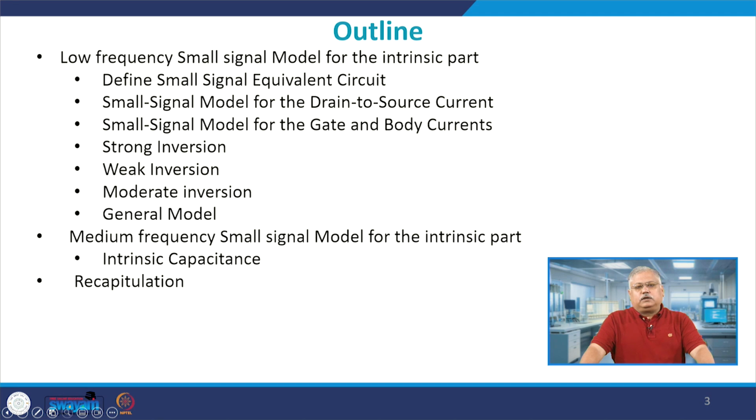So, let me give you an outline of what is expected from this class. We will first explain the low frequency terms, especially the small signal model, limited to the intrinsic part. I will explain each one of the terms individually. We will define the small signal equivalent circuit. Then we will look into the small signal model for drain to source current, which is IDS, and then the small signal model for both gate and body current at all three regions of operation, which are strong inversion, weak inversion and moderate inversion. And then we will have a generalized model for the transistors at low frequency.